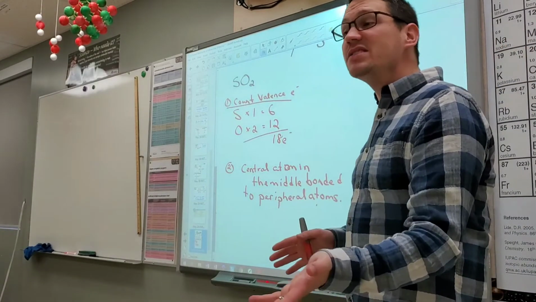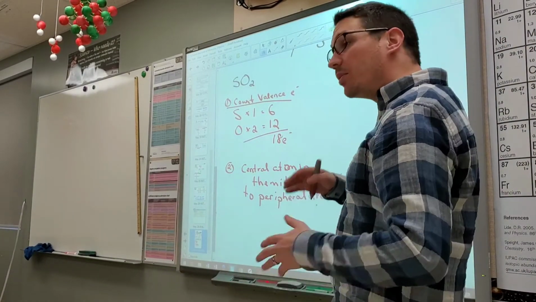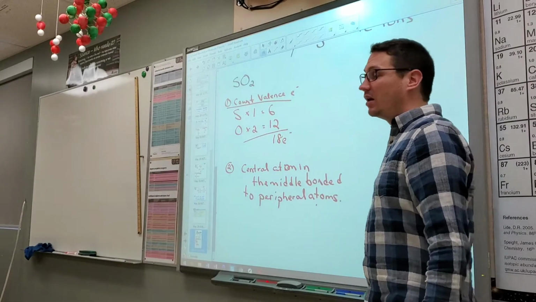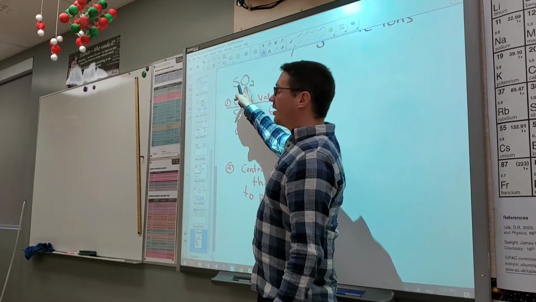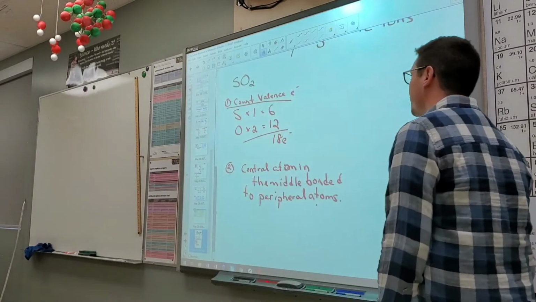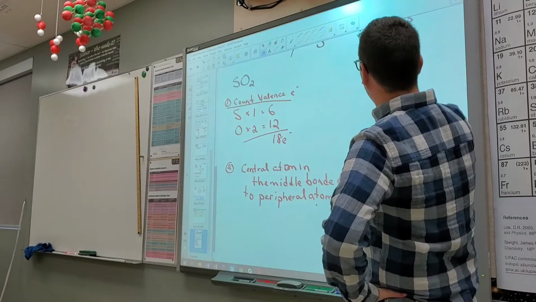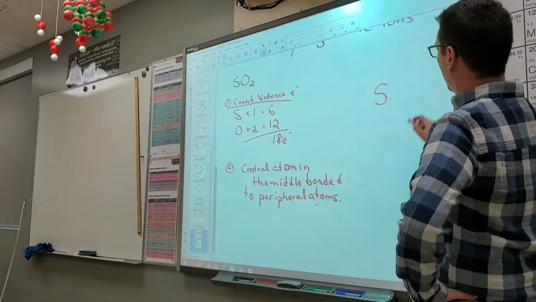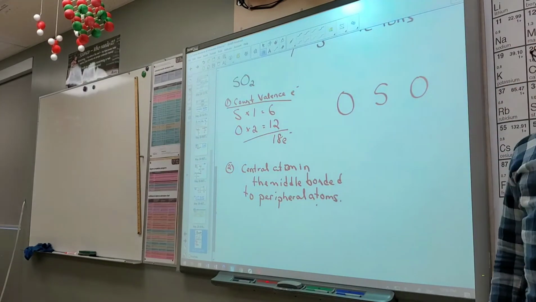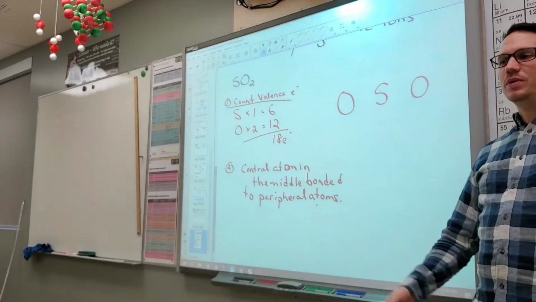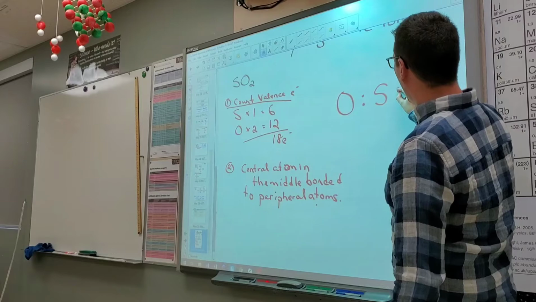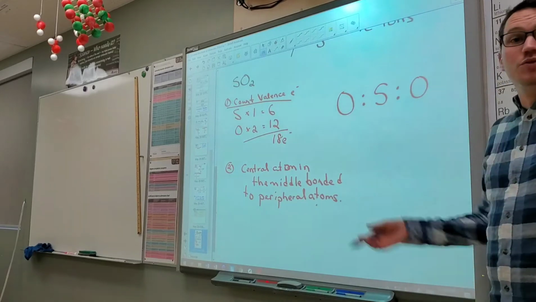Now, it's not always the first one, but a lot of the time it'll be the first one. Usually it's the one with the highest bonding capacity. The trick here is sulfur and oxygen have the same bonding capacity, so, okay, whatever. So we're going to put the sulfur in the middle, and we're going to put the oxygens surrounding it. And what do I have to put in between them? A bond. Remember, a bond is how many electrons? 2 electrons, right?